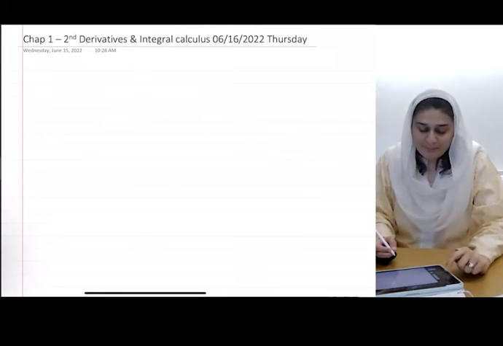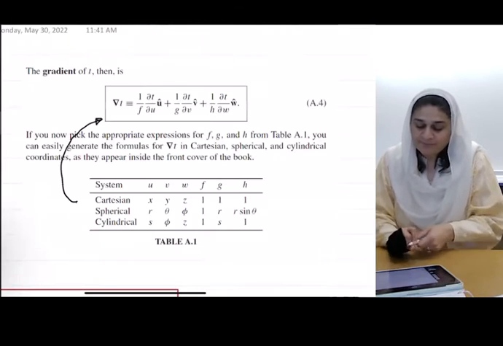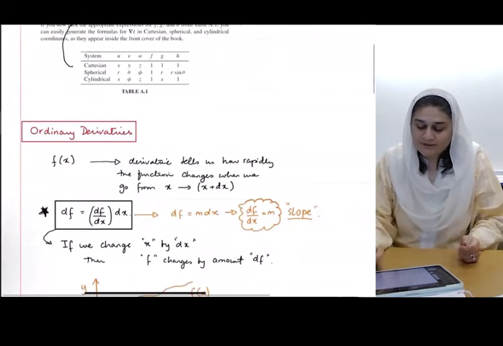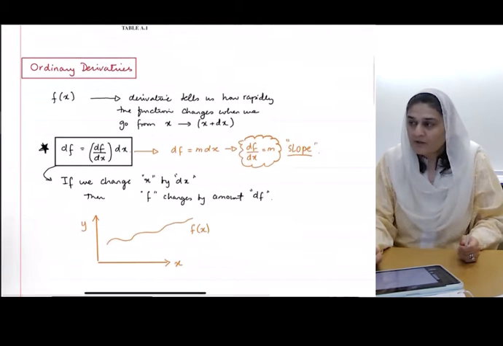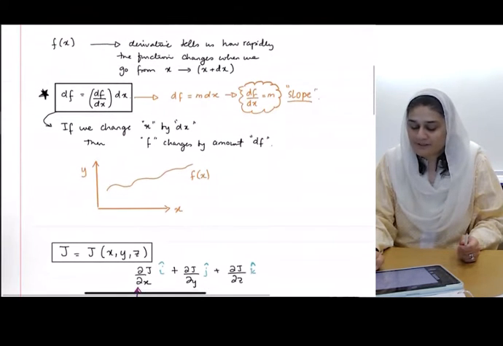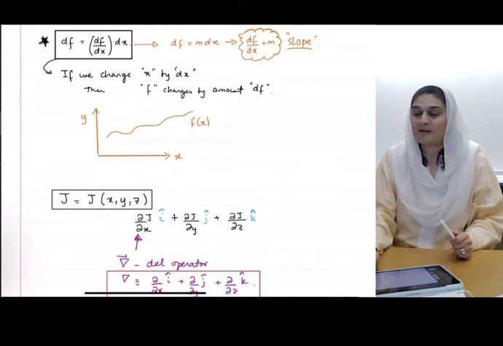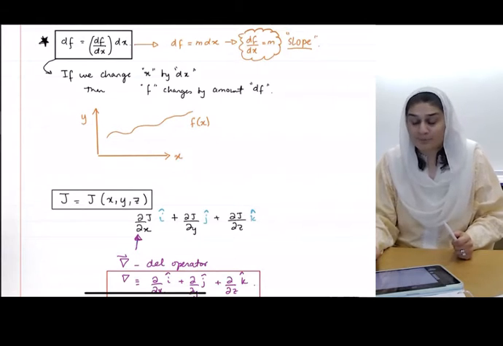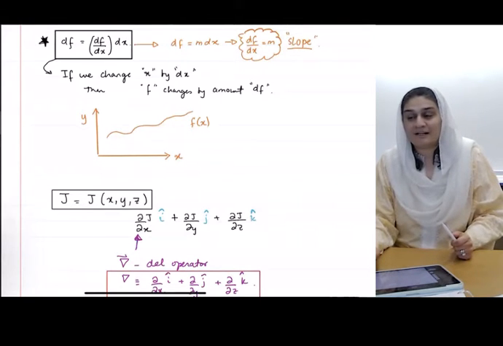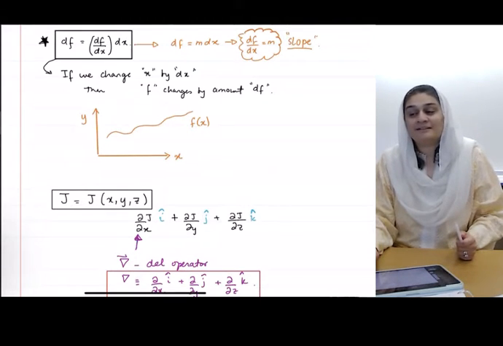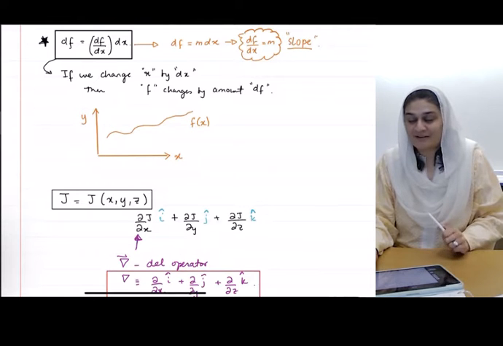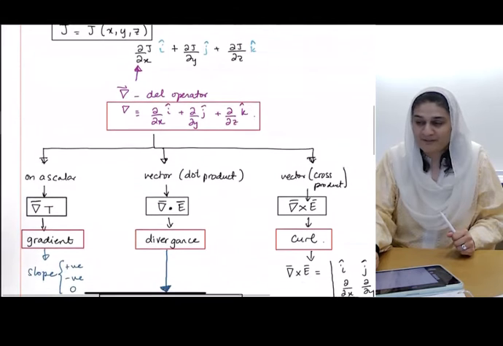Okay, so if we go back to what we were doing yesterday, we did ordinary derivatives. We developed the derivatives into 3 dimensions. And then we said that because now we have a 3-dimensional space, we are going to need a new operator, and we called it the del operator. Remember when we were doing that?